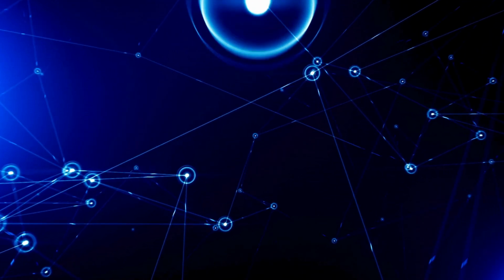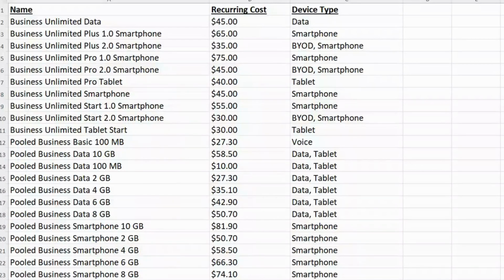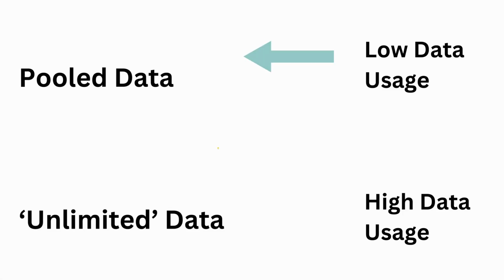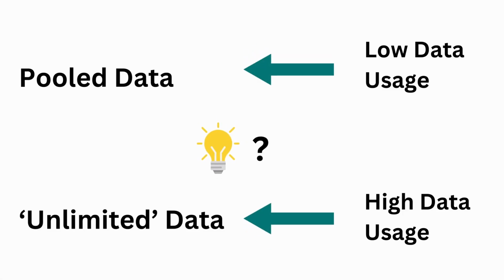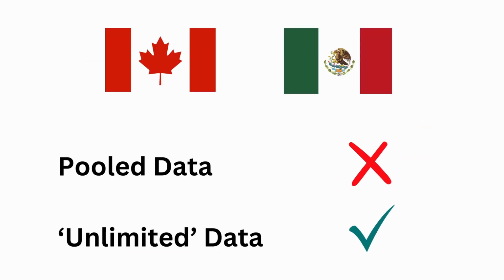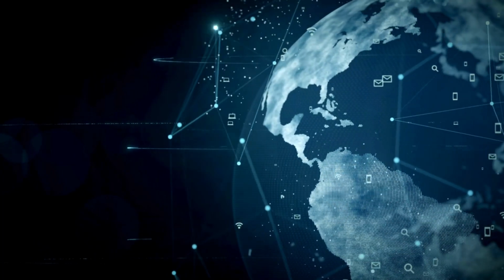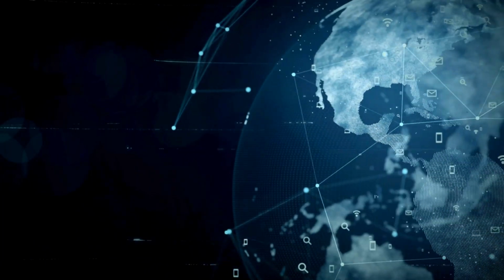Consider the different contract options corporate customers have and how everything is connected. This customer can have pooled plans or unlimited plans. Low data users should go in the pool and high data users on unlimited, right? Think about roaming instead of data. The pooled plan does not include usage in Canada and Mexico, but unlimited plans do. So, a traveler might benefit from an unlimited plan even if they don't use a lot of data.